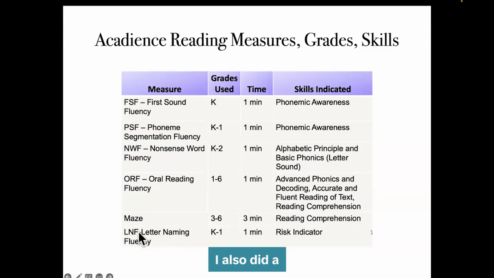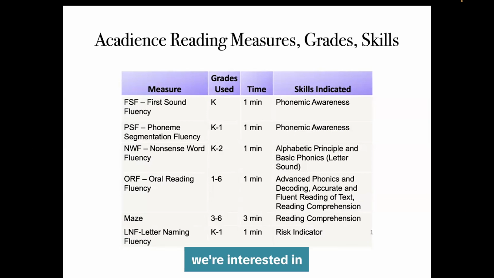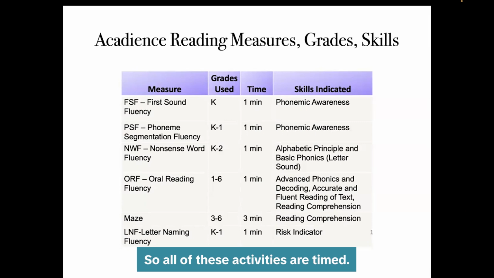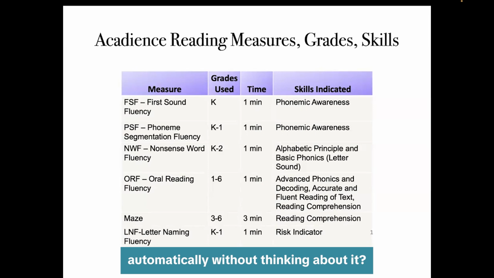I also did a 1-minute activity called letter naming fluency. This one has a page of uppercase and lowercase letters that I put in front of Johnny, and we're interested in how many he can name in a minute. So all of these activities are timed. They're 1 minute maximum. We're looking for not just can the student perform the skill accurately, but can they do it automatically without thinking about it?